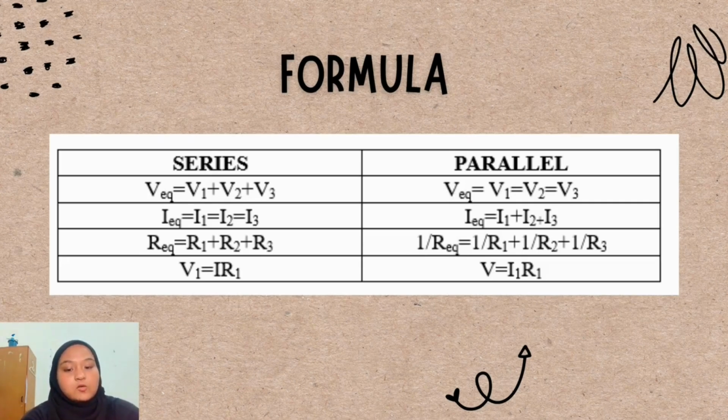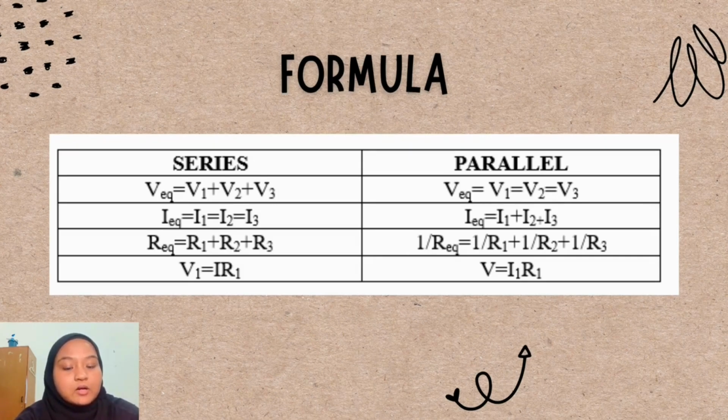For a series circuit, we use the formula V equal to V1 plus V2 plus V3. But for a parallel circuit, we use the formula V equal to V1 equal to V2 equal to V3. Next, to find I, in a series circuit, we use the formula I equal to I1 equal to I2 equal to I3. For a parallel circuit, we use the formula I equal to I1 plus I2 plus I3.